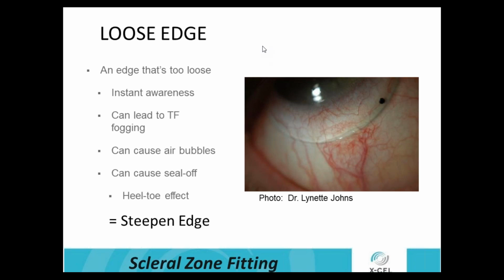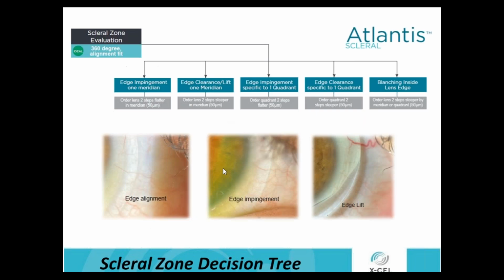I would caution that I don't always make a change if I have edge lift when I first evaluate the lens, because once that lens settles, a lot of times that edge lift goes away. Every lens settles, and a lot of times that edge lift goes away. Now, if it's severe, and I do see here in this case a bubble getting under the lens, yes, I'm going to make a change on that.